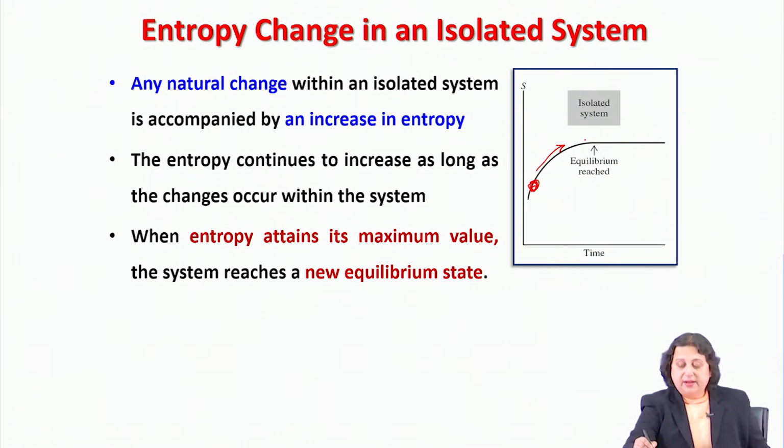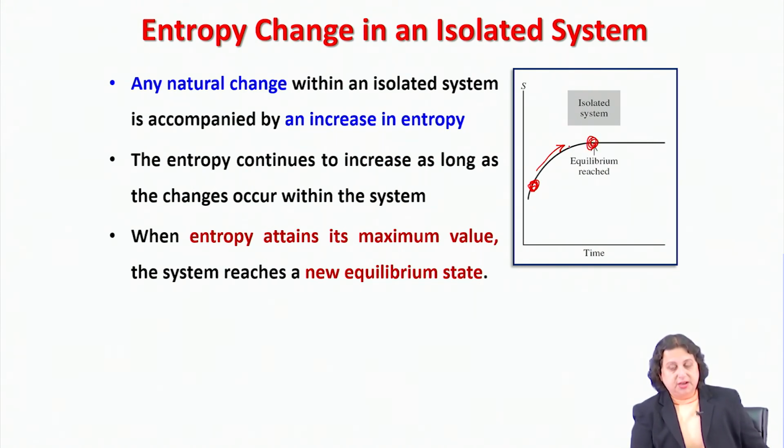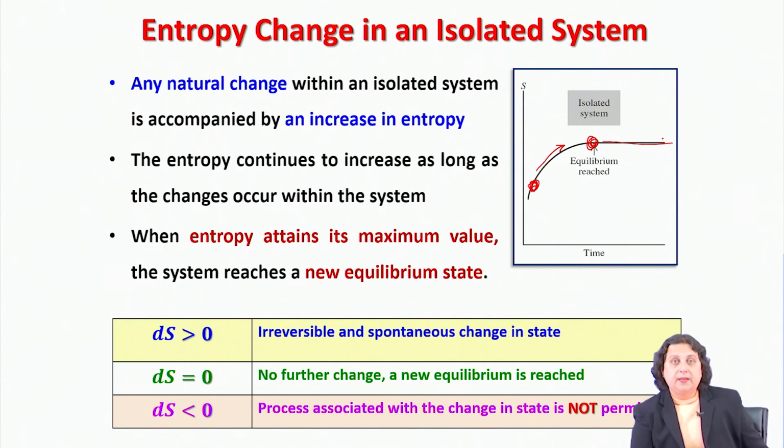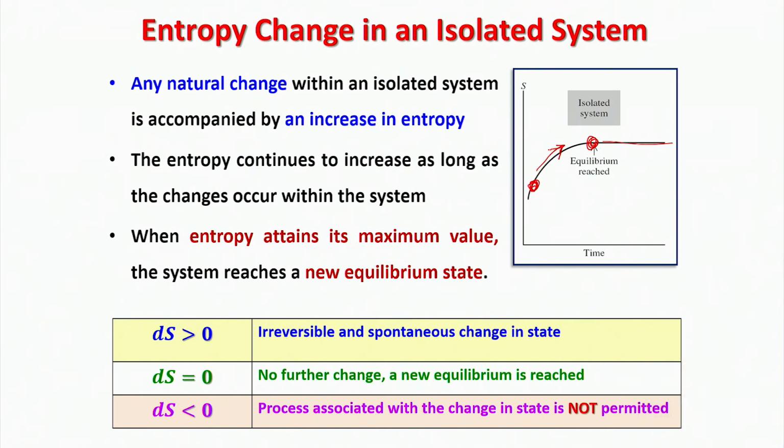And this is where I will say that the new equilibrium state has been reached, and therefore from this time onwards, irrespective of when you measure the entropy, if it is possible to evaluate the entropy of the system, you will find that the value is going to be independent of time. And under such condition, as you see, this is the direction of spontaneous irreversible change in state because it is associated with an increase in entropy.